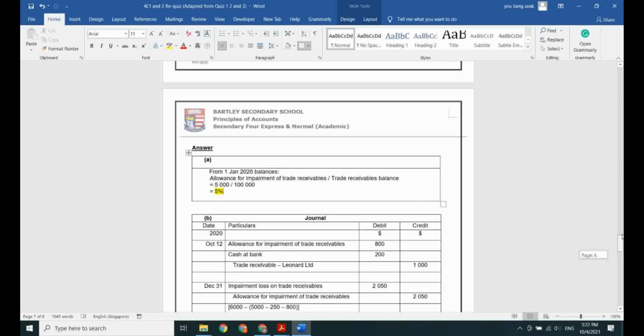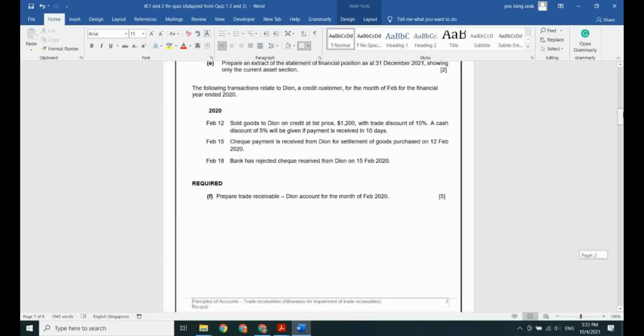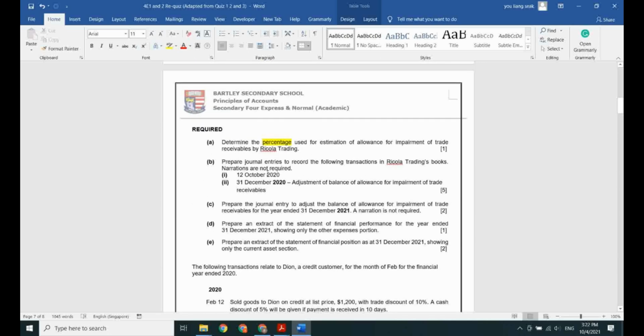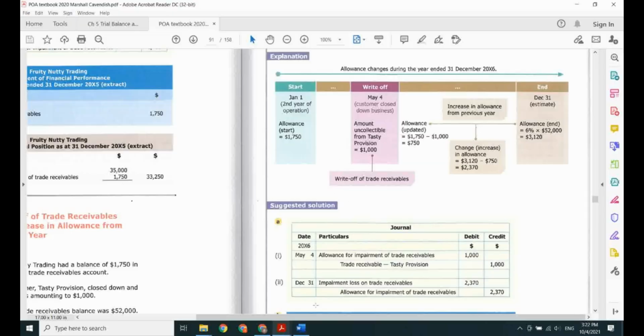So let us move on to 1B. Over here, they're asking you to prepare journal entries to record the following transactions in Ricola Trading's books. There are 2 dates, 12th October and also 31st December 2020. In this chapter, you should know that there are only 2 kinds of journal entries that we're learning so far. Whenever you see trade receivables, it means that it is the journal entry for the writing off.